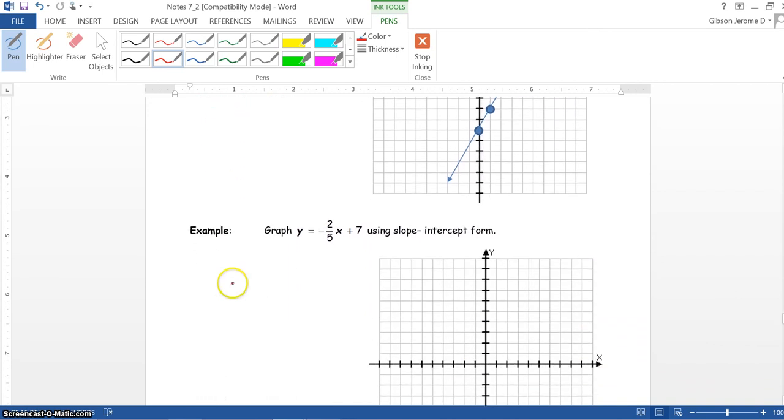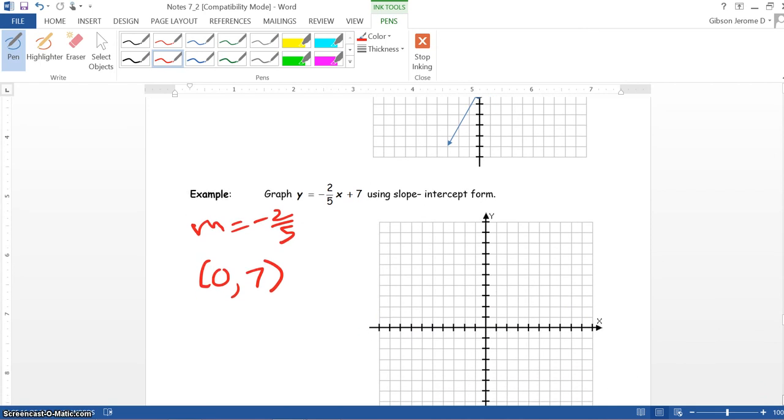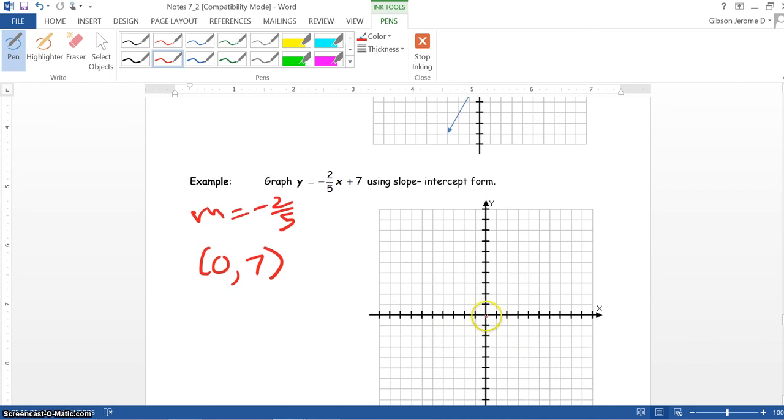Now we come here. Our slope is negative 2/5. Our y-intercept will be (0, 7). And then we will plot our (0, 7), which we do by going to our origin and going up 7, and plot our point.